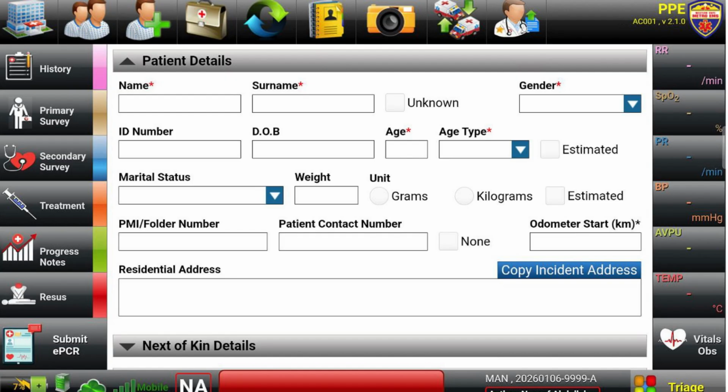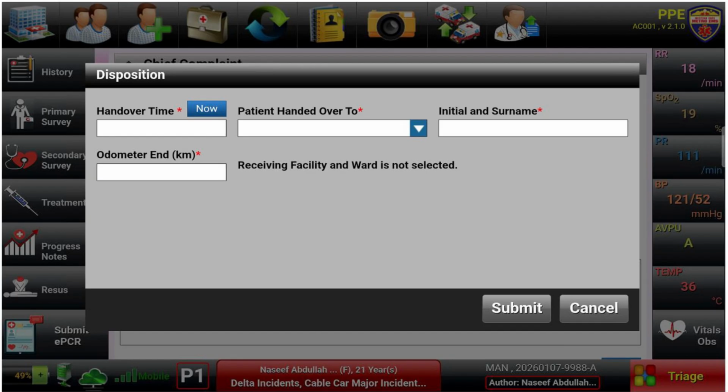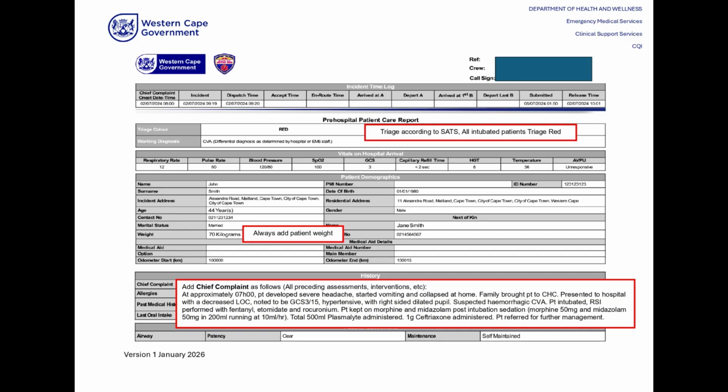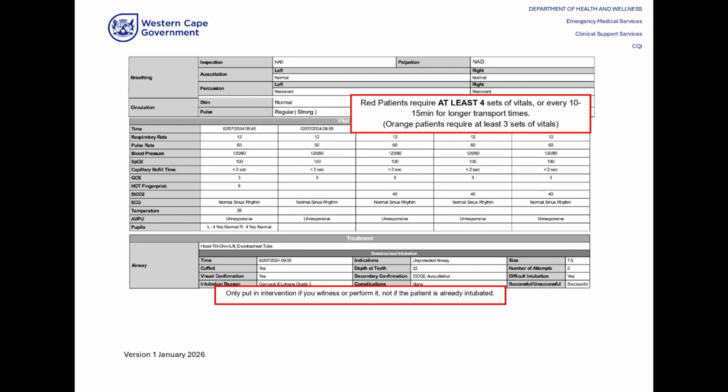Very important, at patient details, provide the start odometer readings so that once the disposition is completed, the end odometer readings would be input at the receiving facility. Document the initial and surname of the provider receiving the patient at the facility. The information below depicts how the ePCR stores the information in PDF format once the call has been submitted.